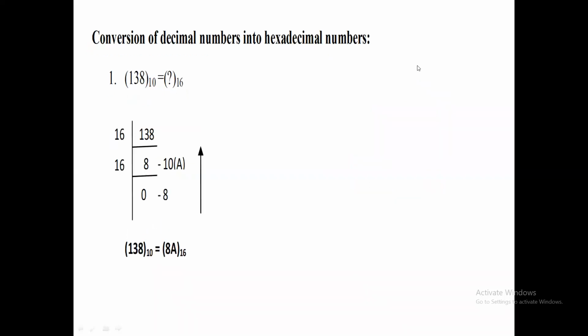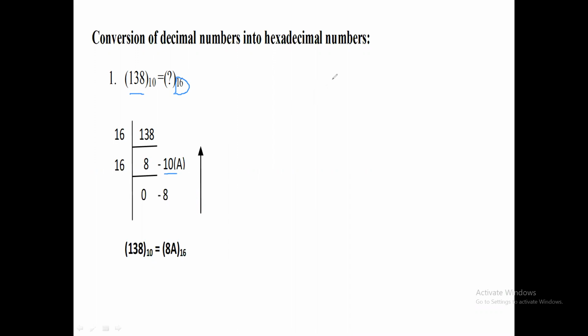Next, how to convert decimal numbers into hexadecimal numbers. So we know that the base of hexadecimal numbers is 16. Therefore, if you want to convert a decimal number into base 16 number, you have to divide this given number by 16. Okay, so let us consider the first example, 138. It goes like 16 8s, 128. Okay, and the remainder is 10.